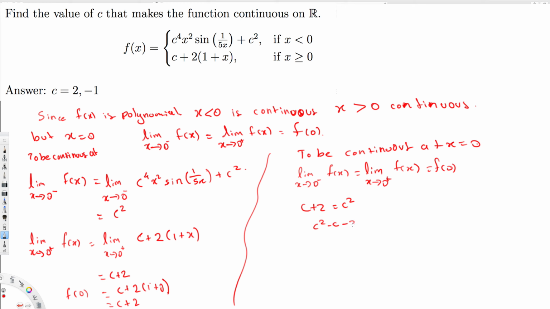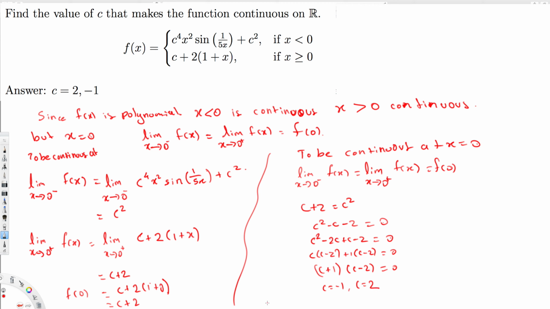It's going to be c squared minus c minus 2 equals 0. Now I can factor this one. I have to find numbers that when I add, I get -1, and when I multiply, I get -2. -2 and +1 will work. So c squared minus 2c plus c minus 2 equals 0. Then if I take c common, it's going to be c times (c minus 2) plus 1 times (c minus 2) equals 0, so (c plus 1)(c minus 2) equals 0, c equals -1, comma, c equals 2. So these are the two values.